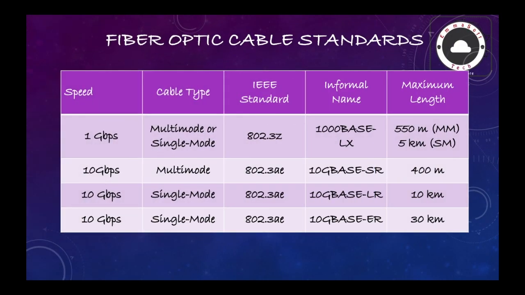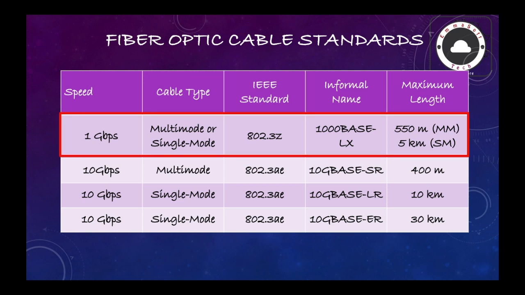Then this is actually how they are standardized under the IEEE by following their various speeds, that is from 1000 and then 10G, where we have multi-mode fiber and single mode fiber at gigabit Ethernet standardized under 802.3z, and that is 1000BASE-LX.